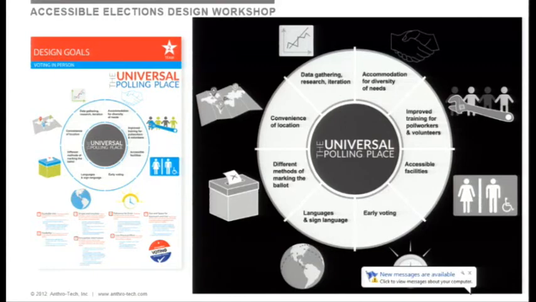We also discussed in-person services versus virtual services. So are there parts of the voting experience that can be taken care of before voters arrive at the polls? And finally, we worked in the need for gathering data on how the polling place was functioning and then iterating appropriately.